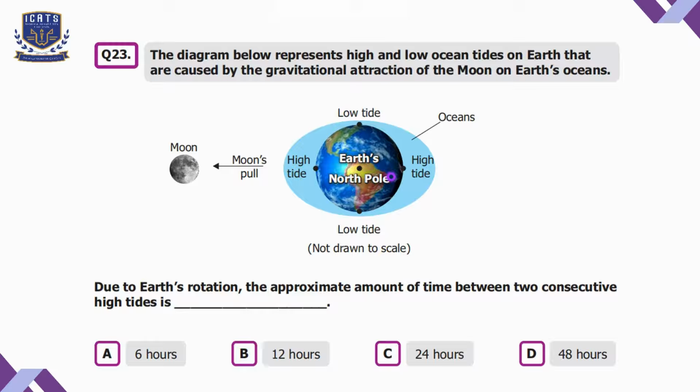So, let's check our options one by one. Option A is 6 hours, which is not correct because it means 4 high tides in 24 hours. So, that is not true. Option B is 12 hours, which is our correct option. Option C is 24 hours, which would mean that there is only one high tide per day. Option D is 48 hours. It means one high tide every 2 days, which is not accurate. So we will select option B here.